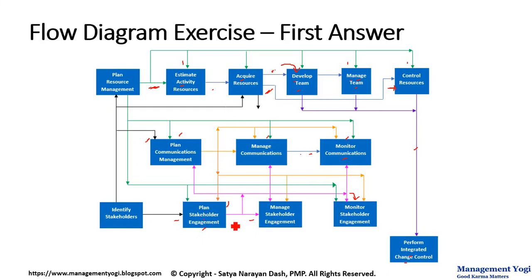Now once the stakeholder engagement plan is created, it will act as an input to manage stakeholder engagement, which in turn will act as an input also to monitor stakeholder engagement. Then what are these purple colored ones? These are with respect to the CRs, or the change requests. All these change requests will act as an input to perform integrated change control, where the change control board, or the CCB, will be sitting and deciding on the change requests.